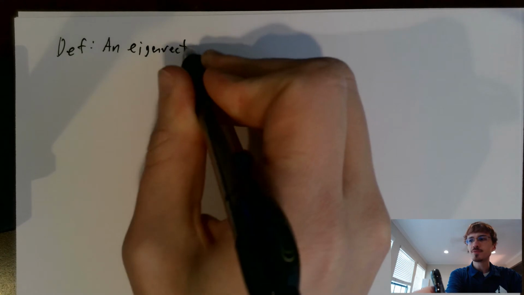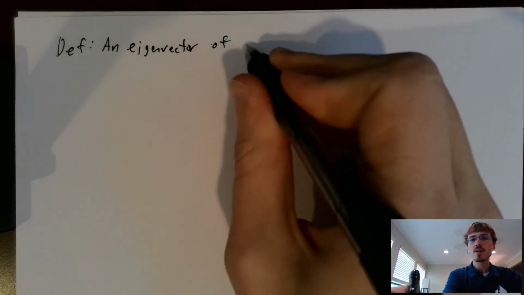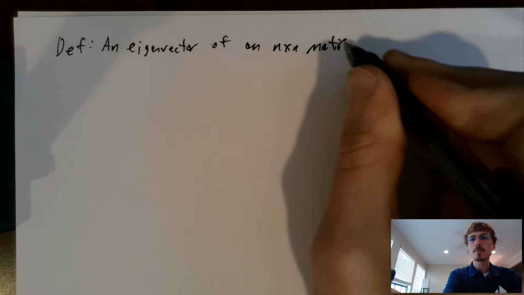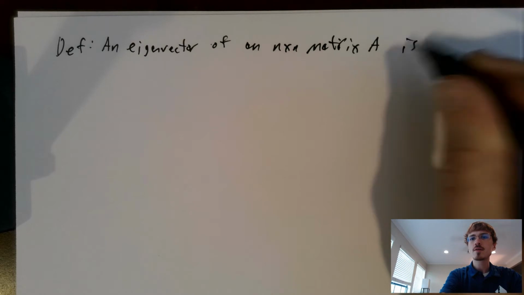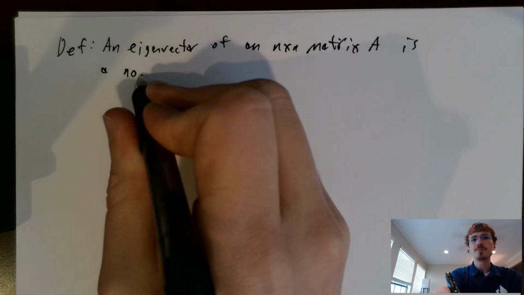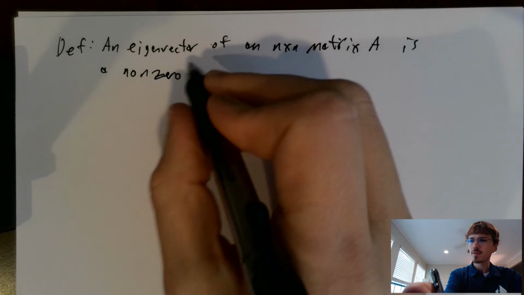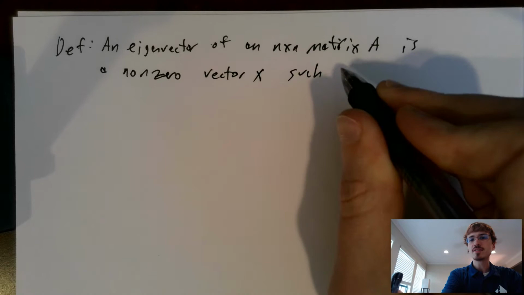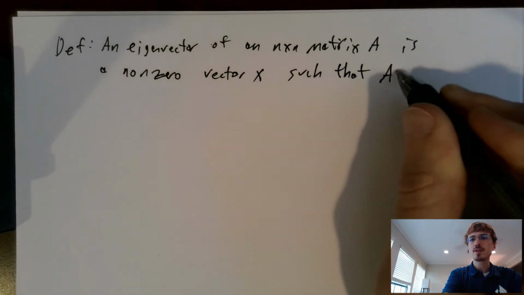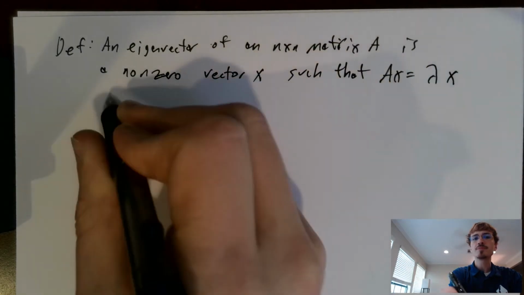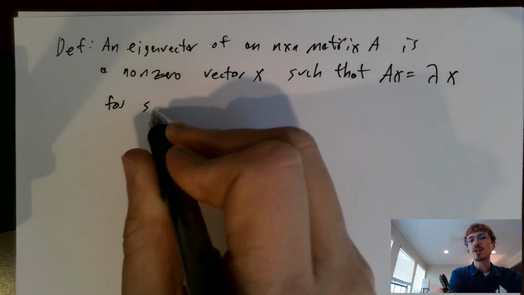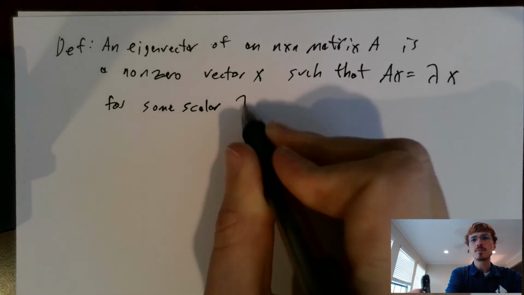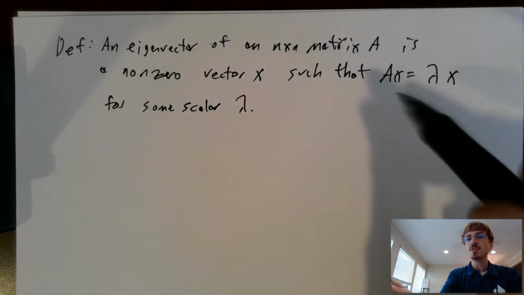An eigenvector of an n by n matrix A is a non-zero vector, let's call it x, such that A times x is equal to lambda x for some scalar constant lambda. So this is the fundamental definition here.